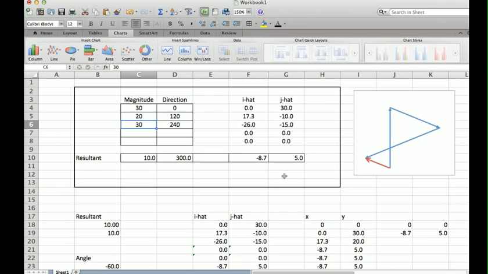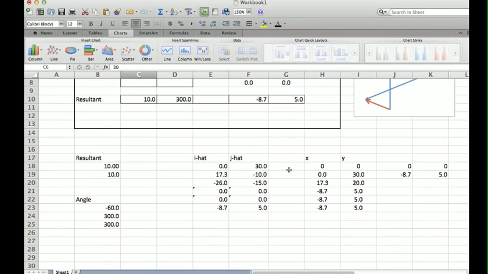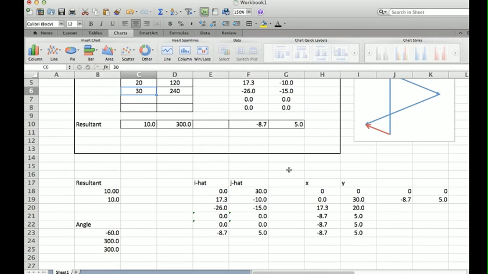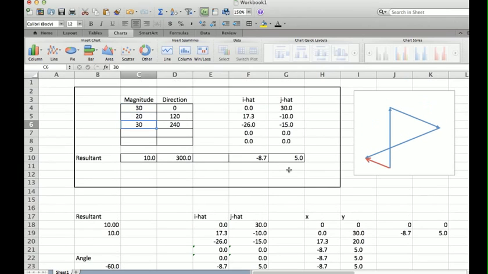So there is apparently my magnitude is 10 units at 300 degrees from north, and that looks all the way around, looks about right. So I think we got our if-and statement in there good. That'll be a challenge. It's hard to get that if-and statement in there correct. It's very tricky. Okay.